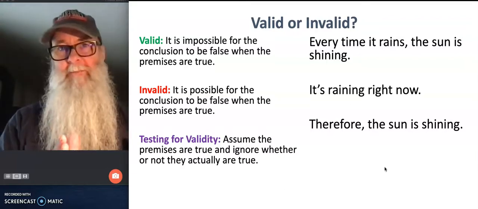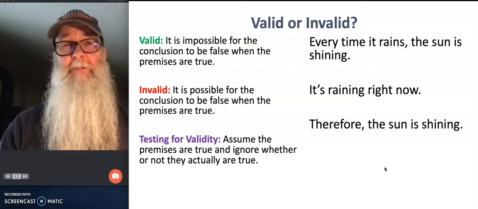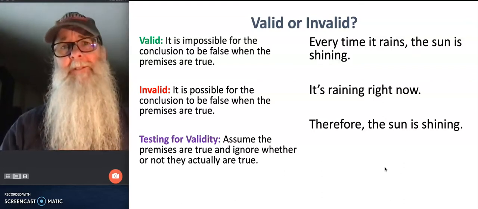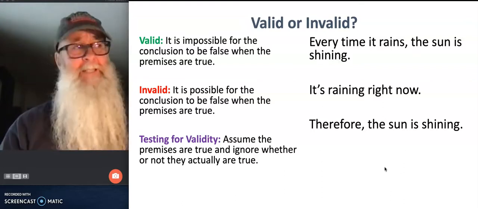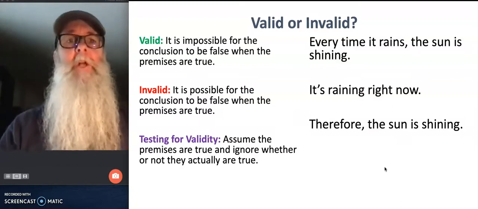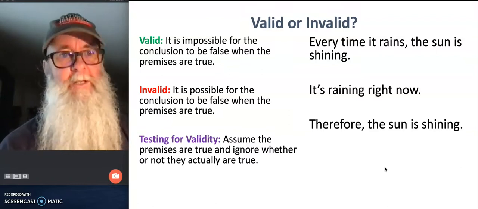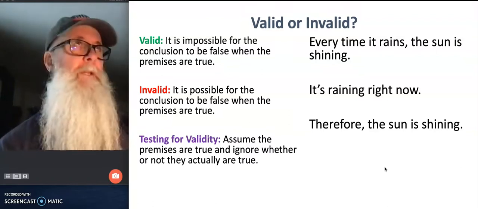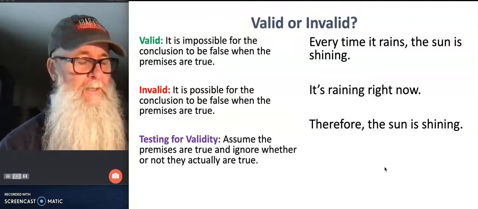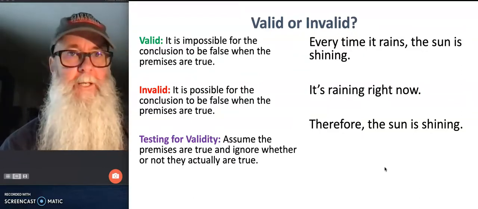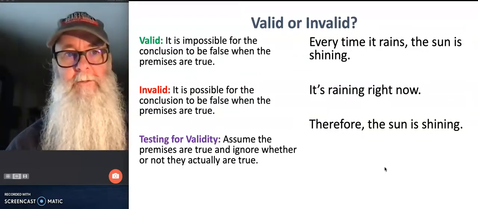If those premise statements turned out to be true, would the conclusion also have to be true by logical necessity? Is there any way the conclusion could be false when those premises are true? So we're just going to assume it's true that every time it rains, the sun is shining, and we're going to assume that it's raining right now. Would that mean the sun has to be shining? Is there any way it could be false that the sun is shining if the two premises are true?